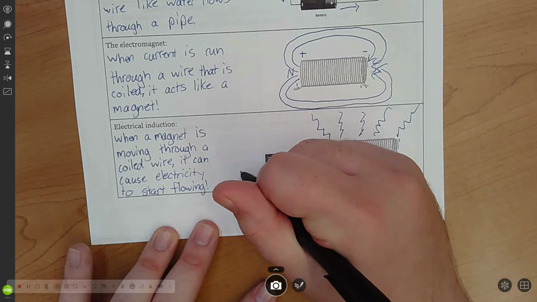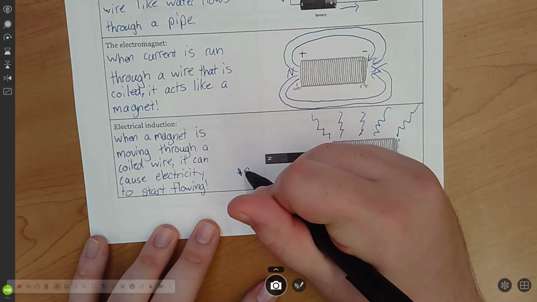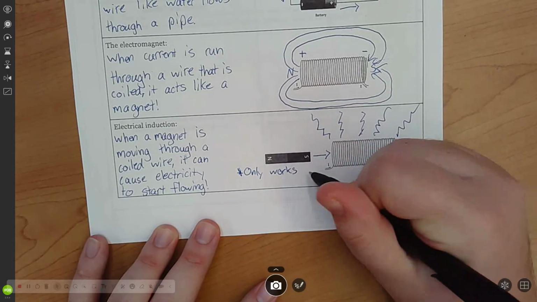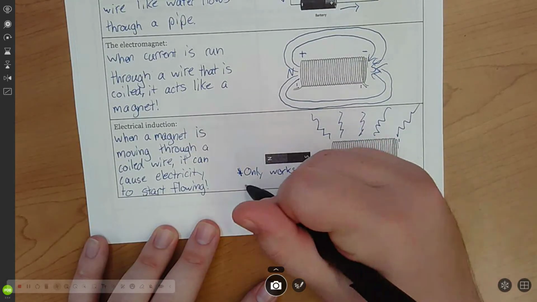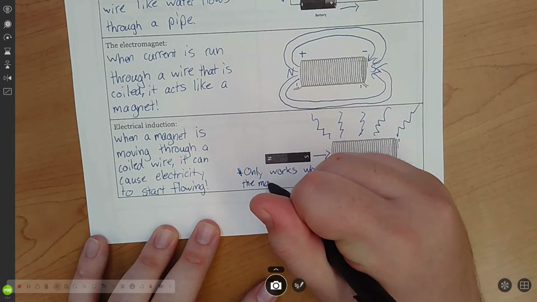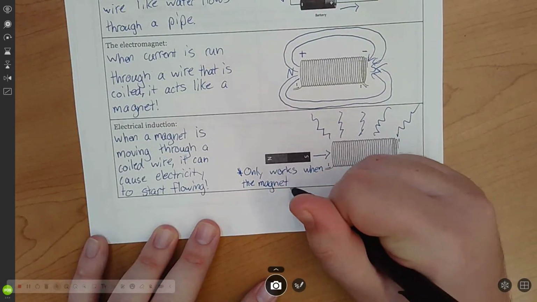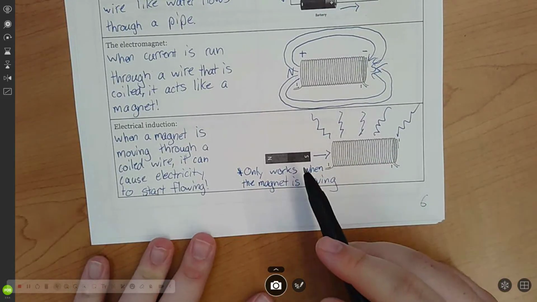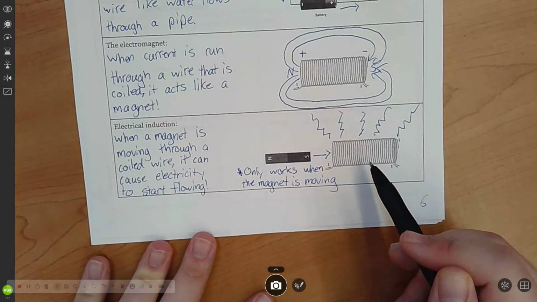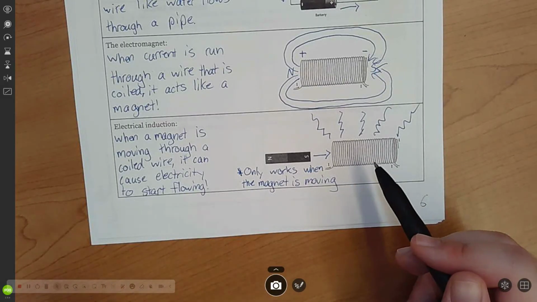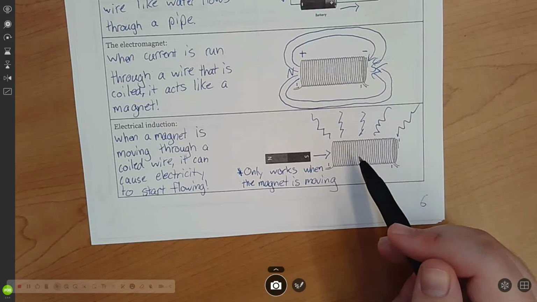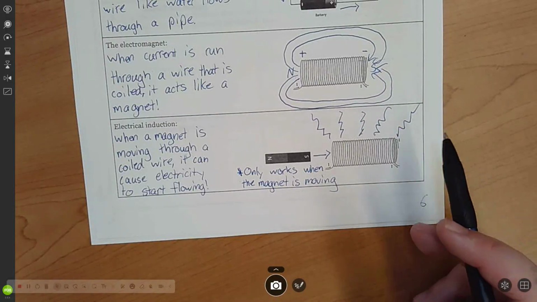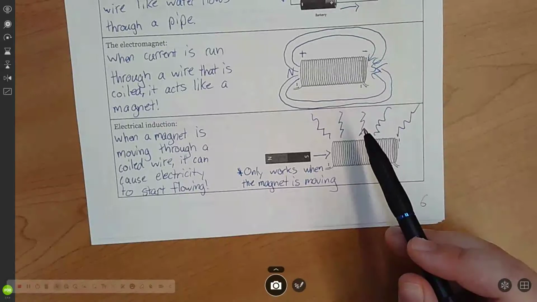I do want to make a little note down here at the bottom. This only works when the magnet is moving. So if we move the magnet inside of the coil, it's not going to generate any electricity if we leave it still. You have to keep the magnet moving through the coil in order for electricity to be generated.